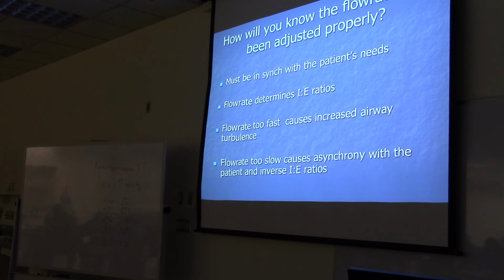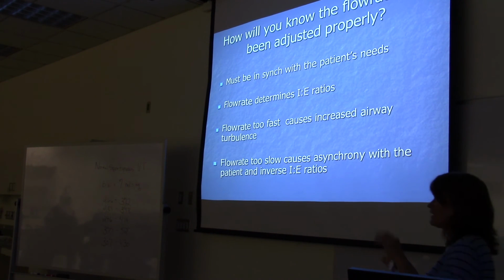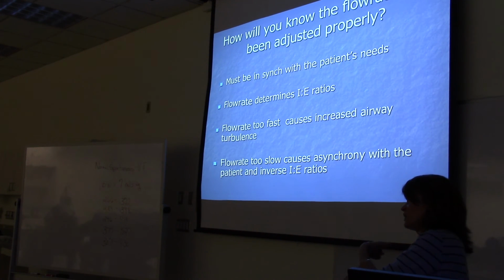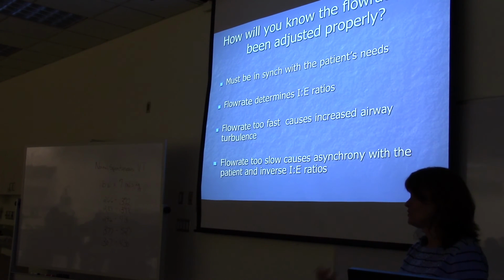All right, how will you know the flow rate has been adjusted properly? Well, it must be in sync with the patient's needs. So as they're breathing in and out, you want to set the ventilator to meet their needs. So you don't expect the patient to do what the ventilator is doing. You want the ventilator to do what the patient is doing. So if the patient is breathing fast, you want to deliver the flow fast to them.